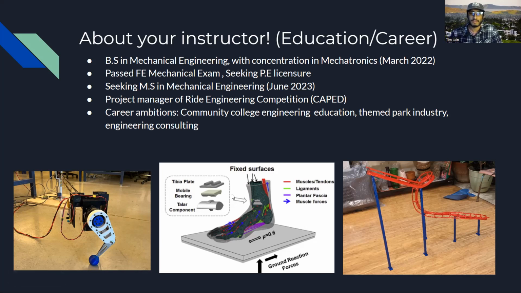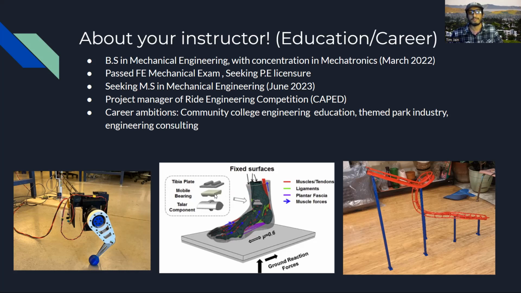As you can see in the bottom center picture here, this is a mobile implant for a total ankle replacement implant. So total ankle replacement, or TAR, is a less common surgery out there, as opposed to TKR, total knee replacement, THR, total hip replacement. But essentially, as you can see, the implant is broken up into three components: a tibial plate, mobile bearing, and talar component.